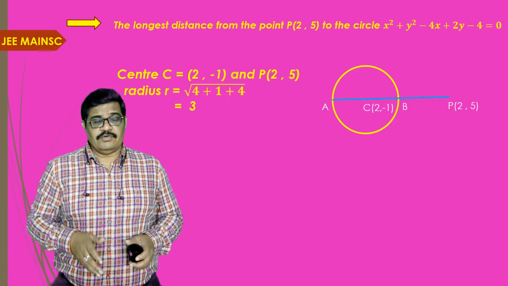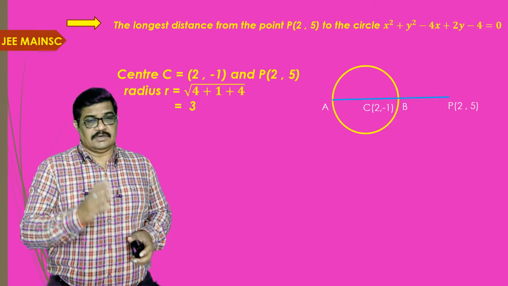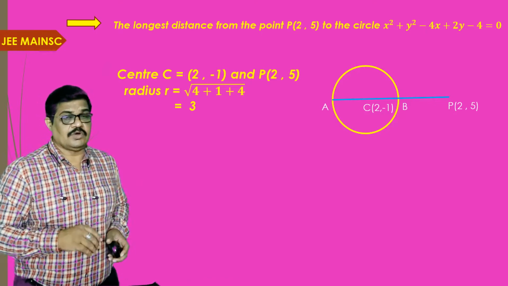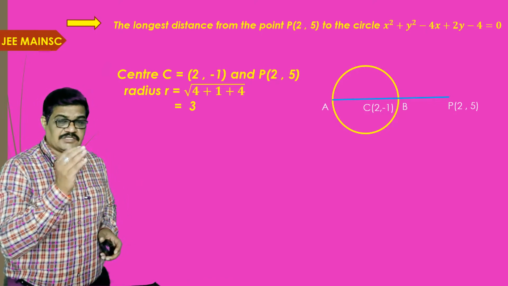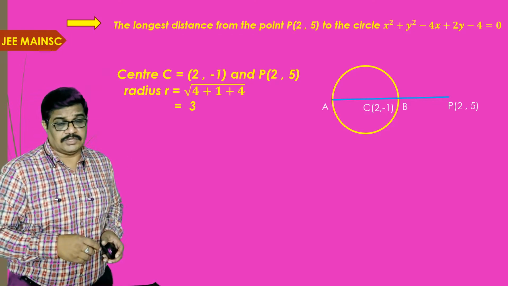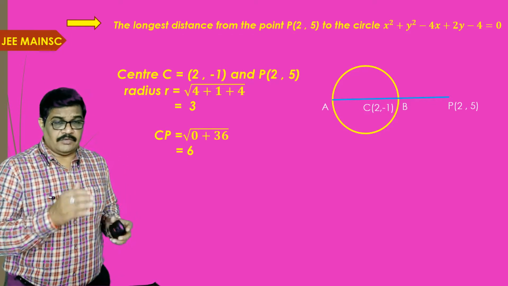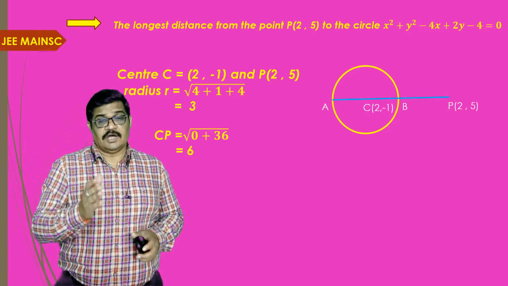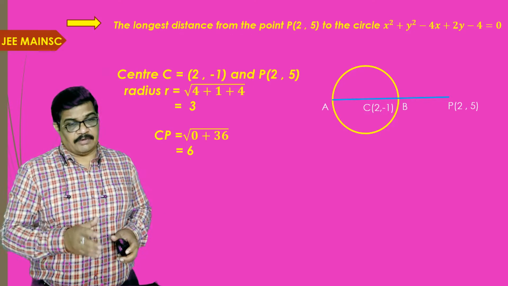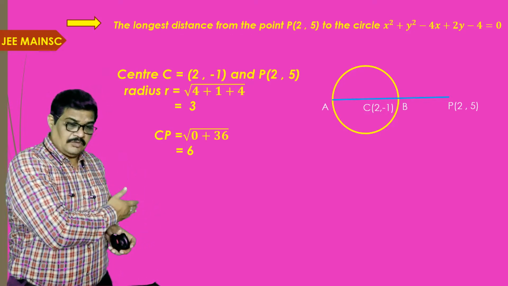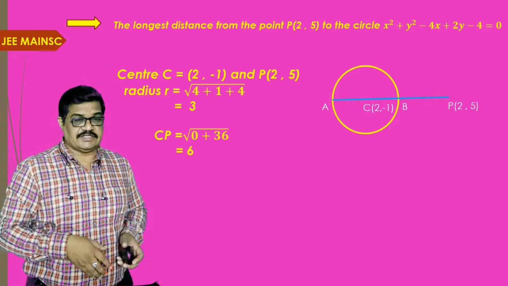First of all, we find the center of the circle is (2, -1), and P is (2, 5). Now the radius of the given circle is R = 3. First we have to find the CP distance. C is (2, -1) and P is (2, 5). The distance between these 2 points, CP, we are getting 6 units.